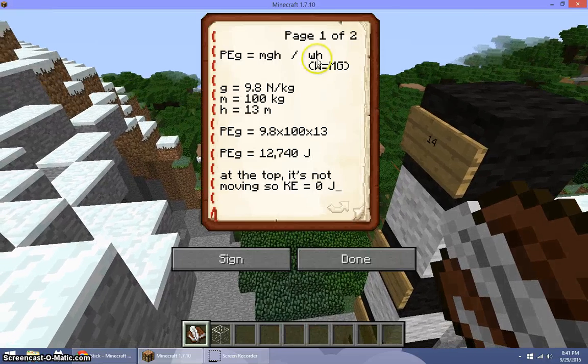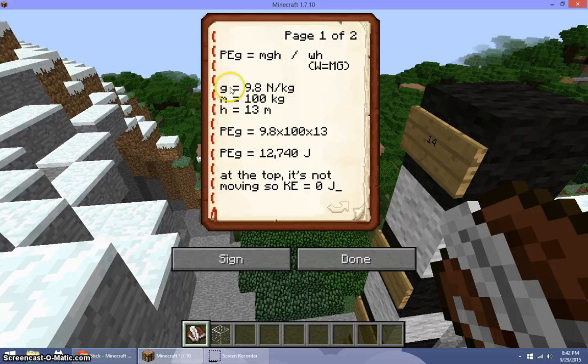So let's use the equation. My potential energy equals mass times gravity times height. Now, some things you might see, you might have seen weight times height, or just weight equals mass times gravity, but as you can see there, it's the same thing. So I've kind of made up some numbers here. These aren't specifically canon to the Minecraft world, but we're just going to roll with it.